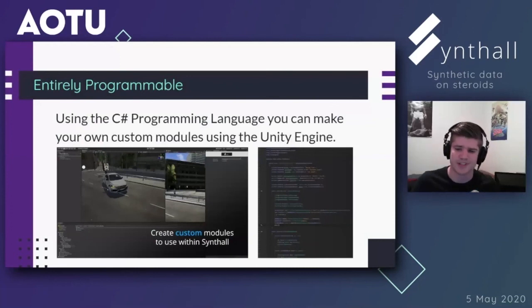Synthall is also entirely programmable. Using the C# programming language, you can make your own custom modules using the Unity engine. Like I talked about using AAA game engines, in this case, we allow you to use Unity to make modules. In this case, you'll see that we are putting a car on the road. We can generate different things like that. If you wanted to create something custom to work with the Synthall engine, you can use Unity to do so.